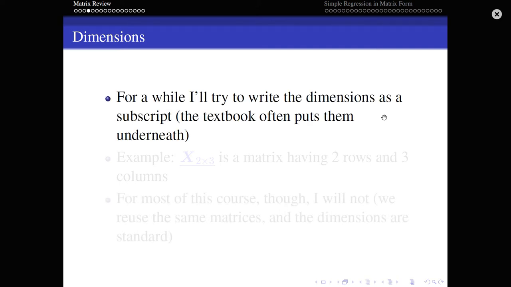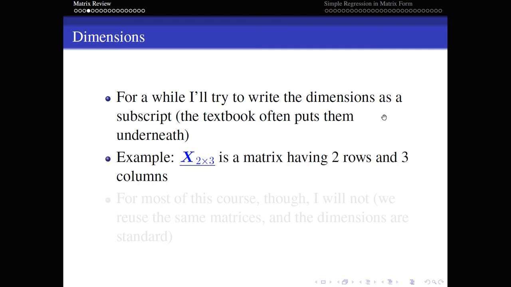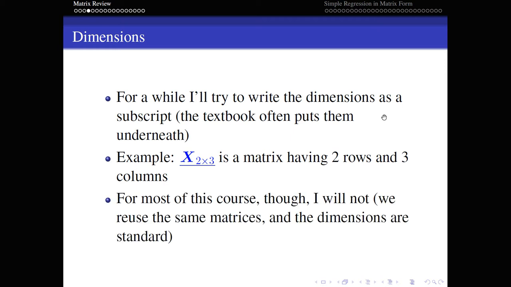So again, for a while, I'm going to try to put the dimensions in as a subscript. The textbook has them underneath. You can have them either way, really. So for example, capital X sub 2 by 3 is a matrix having 2 rows and 3 columns. But as we go through the course and we start to see these matrices get repeated over and over, I'm going to stop doing this just because it's not really needed.